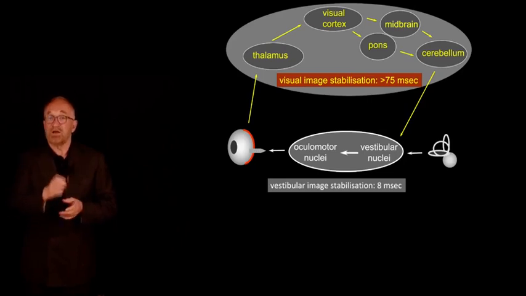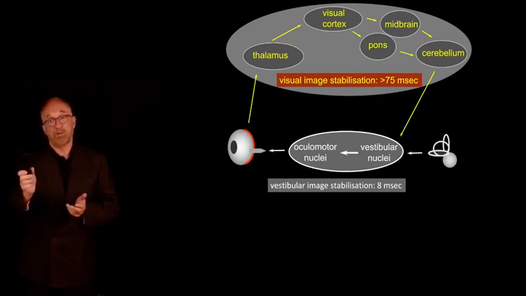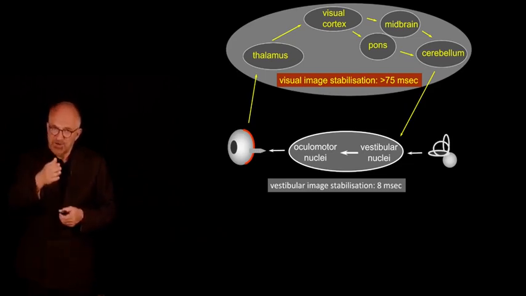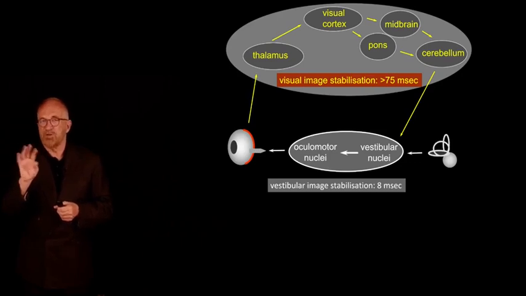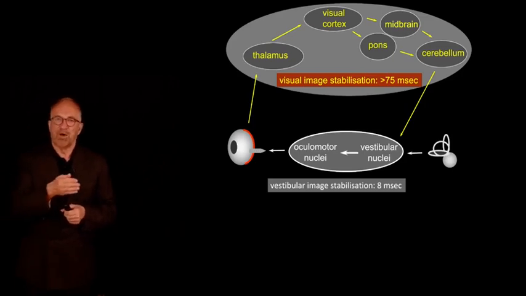When you look at a target in front of you, for example your finger, and you move it slowly, you can follow it. But when you move too fast, then you get blurred vision. That is because then you follow the cortical pathway that you can see in the graph here: the information goes from the retina via the thalamus to the visual cortex, to the midbrain, the pons and the cerebellum, and then reaches the vestibular nuclei, the oculomotor nuclei, and the extraocular muscles.